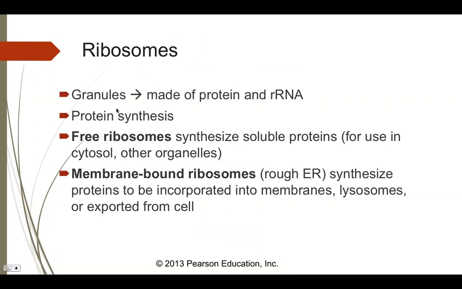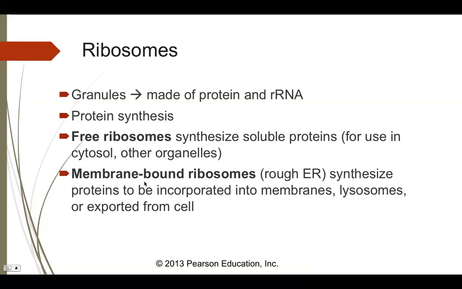Ribosomes are little granules. When you look at a photomicrograph, generally from an electron microscope, you can see these little granules in the cell. These are made out of protein and ribosomal RNA. Their big job is protein synthesis. Free ribosomes synthesize soluble proteins that will be used within the cell. They will be floating around in the cytosol, and these can be used to make proteins for other cellular organelles.